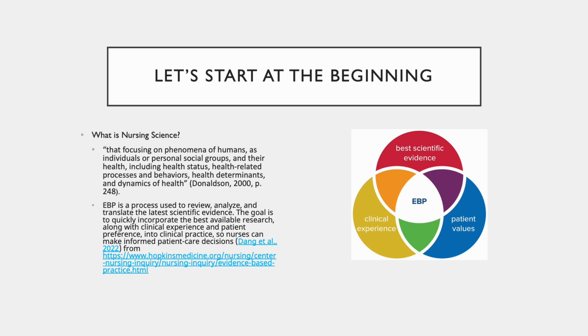Let's start at the beginning with some definitions that will help you to identify the differences between nursing research and evidence-based practice. Both are important in providing the best patient care. So what is nursing science? Nursing science is the focus on phenomenon of humans as individuals or personal social groups and their health, including health status, health-related processes and behaviors, health outcomes, and dynamics of health.